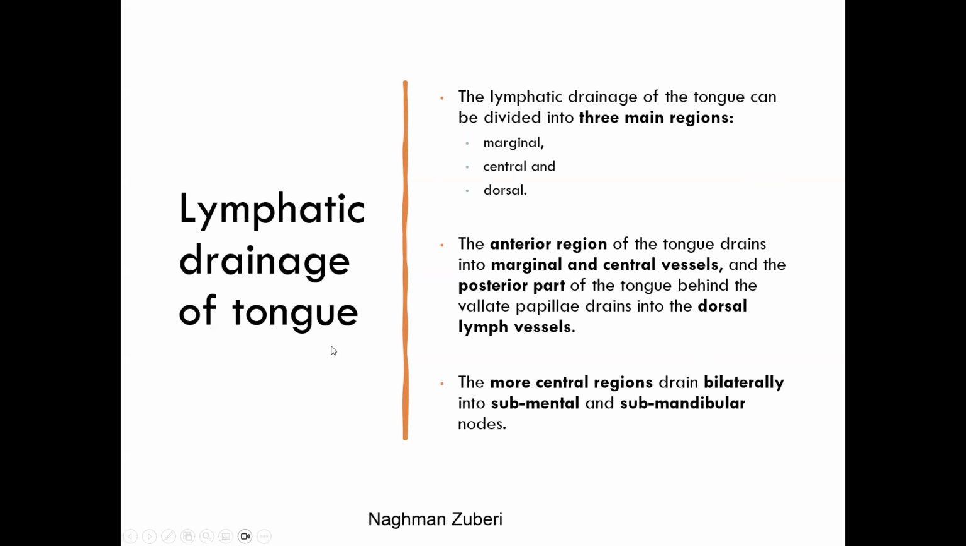Lymphatic drainage of the tongue, it is very, very important. The lymphatic drainage of the tongue can be divided into three main regions: marginal, central, and dorsal. The anterior region of the tongue drains into the marginal and central vessels, and the posterior part of the tongue behind the vallate papillae drains into the dorsal lymph vessels. The more central regions drain bilaterally into the submental and submandibular nodes.